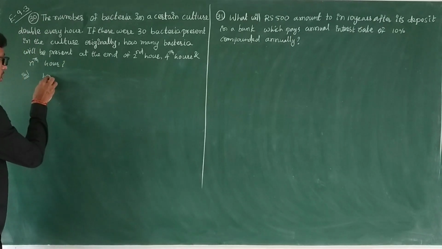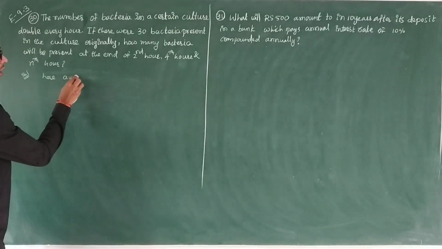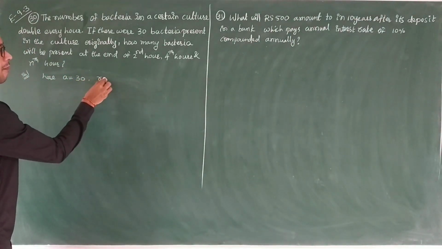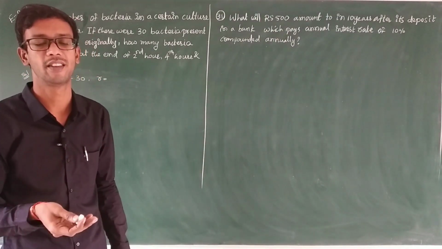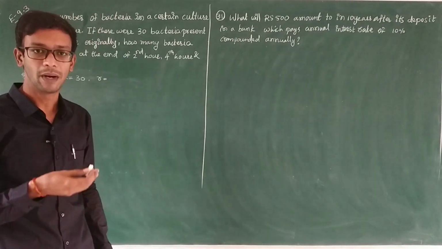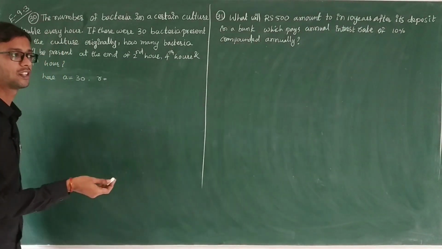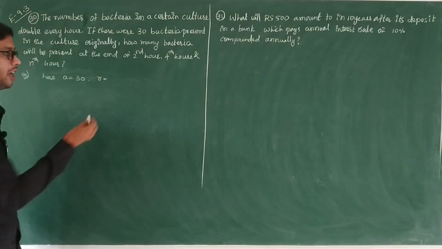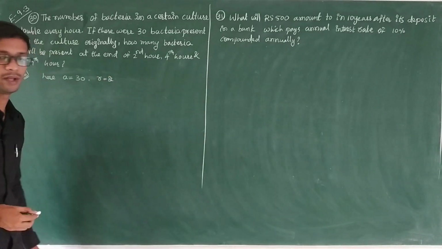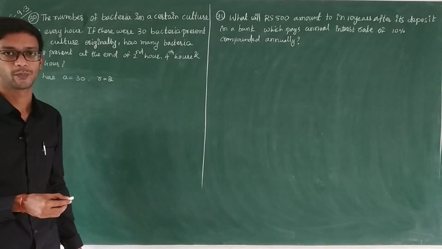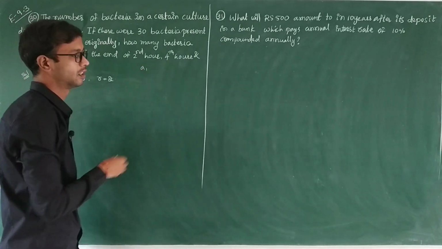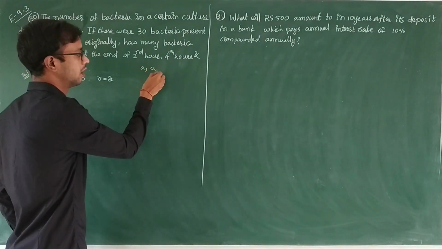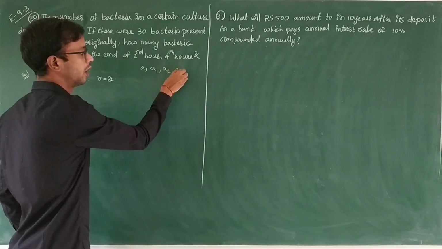Here, the original is 30, that is a, and the common ratio: double means 60, so 60 by 30. The second term is 60, the first term is 30. So if you make the ratio, the ratio will be 2. So next step, I take here this is a, the starting one, a1, a2, a3.